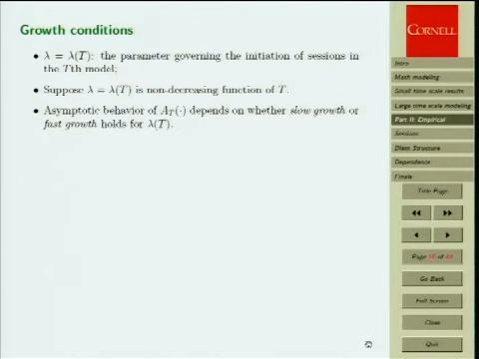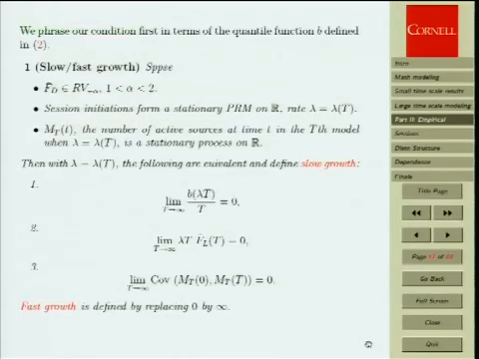So we're going to need growth conditions. And the rate parameter is going to be growing at a certain rate. We'll assume it's non-decreasing, and the asymptotic behavior of the input process is going to depend on whether slow growth or fast growth holds for this lambda. And here's the definition of slow growth. So I'm assuming, as before, that my session length distribution is regularly varying. So it's got a Pareto parameter between 1 and 2. And then what I'm going to fiddle with is the Poisson parameter, which is considered a function of this capital T. And then I'm going to have slow growth if one of the following 3 conditions, which are equivalent, holds.